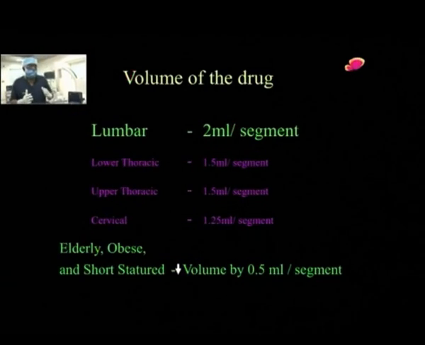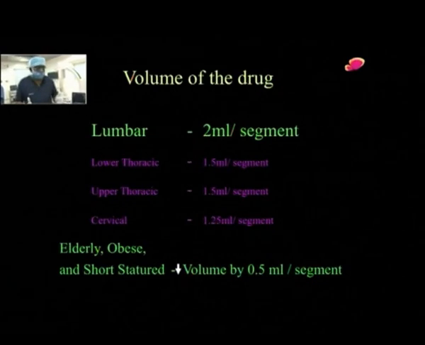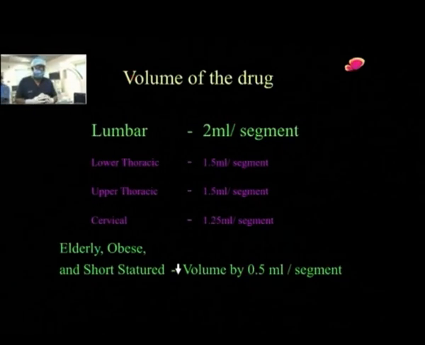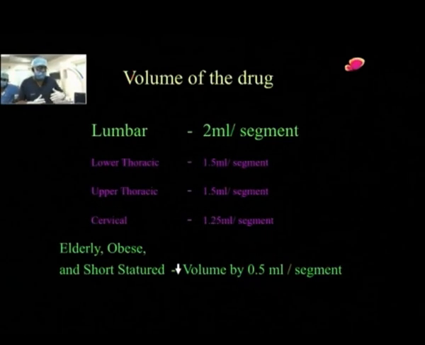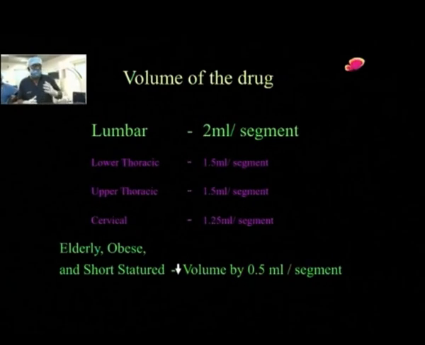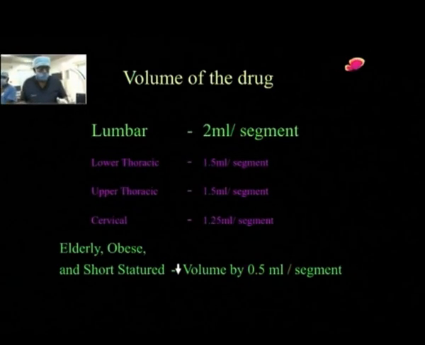So next, finally, we decide on the volume of the drug. Lumbar space being the widest part of the epidural space, ideally 2 ml per segment is preferred. But in the elderly, obese and those of short stature, the volume can be reduced by 0.5 ml per segment. When you come to the thoracic level, it is about 1.5 ml per segment, and the cervical level is least with 1.25 ml per segment. This being a lumbar case, we are going to use 2 ml per segment. This being a 72-year-old man, we are further going to reduce the volume.